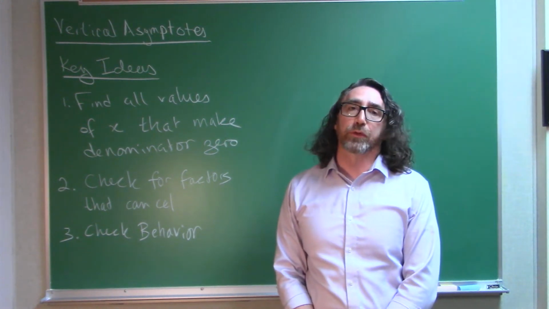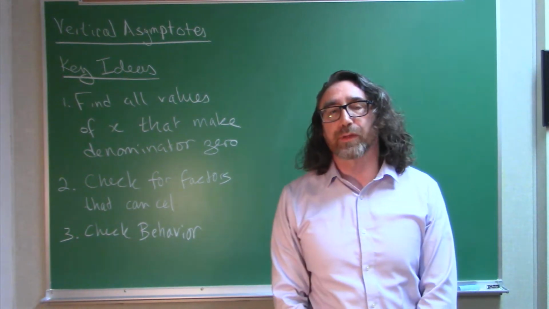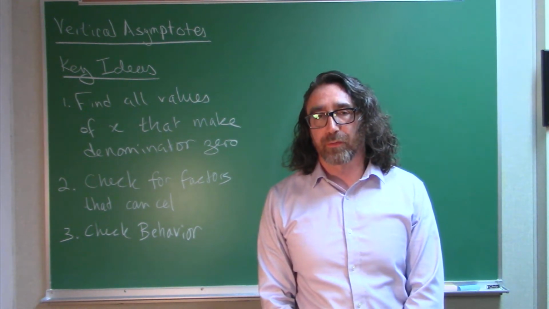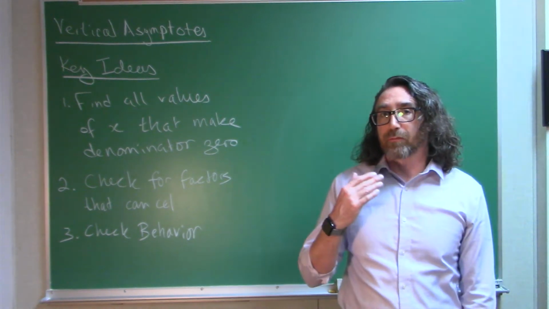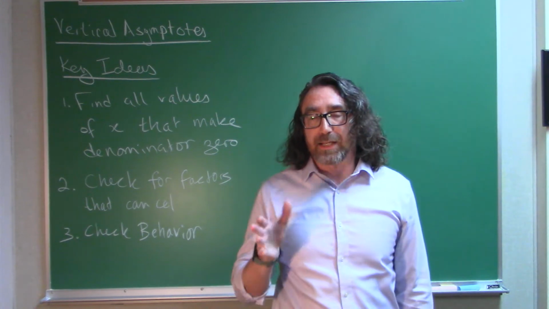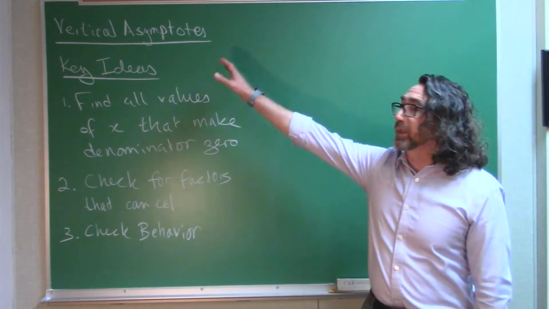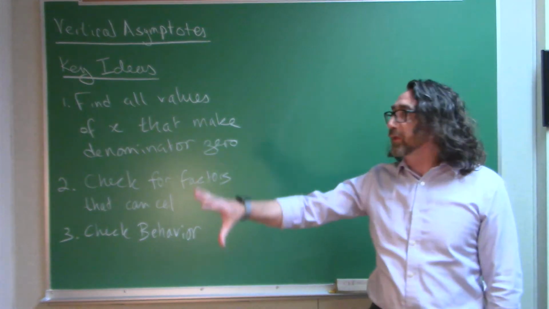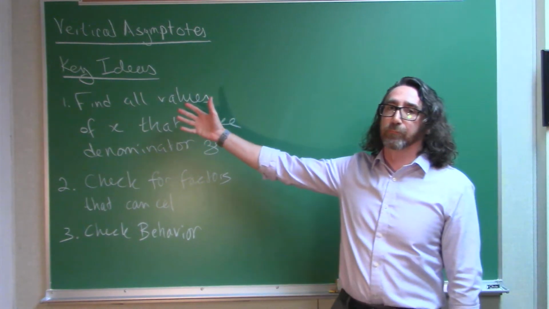In our last video, we saw that the graphs of rational functions have certain unusual features compared to the graphs of polynomial functions. Specifically, they have vertical and horizontal asymptotes. And in this video, we're going to look at finding the vertical asymptote. So this is everything you need to understand about vertical asymptotes of a rational function.